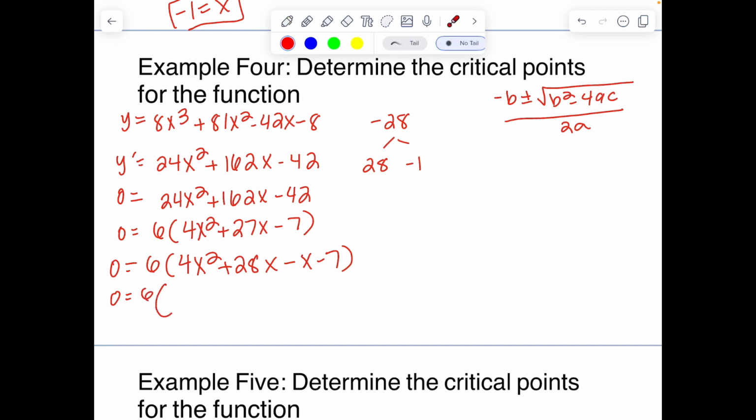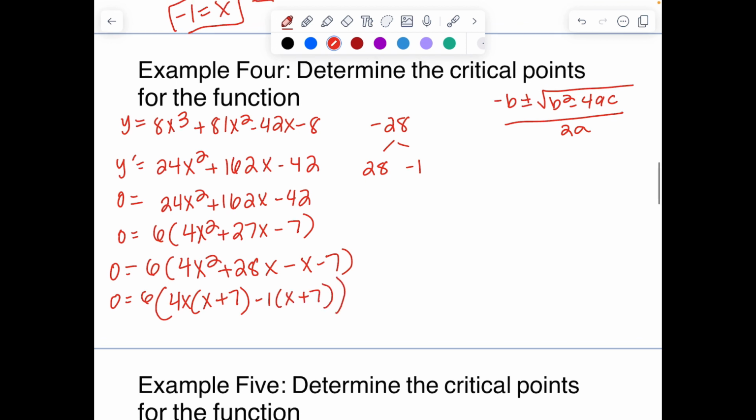Then I will split it into two terms. I'm going to look at these two terms and think, what's the greatest common factor between 4x squared and 28x? That's 4x, and so left would be x plus 7. Then I do the same thing over here. What's the greatest common factor between negative x and negative 7? That's going to be negative 1. So I'll get negative 1 times x plus 7. If I do this factoring technique correctly, these two terms should be the same.